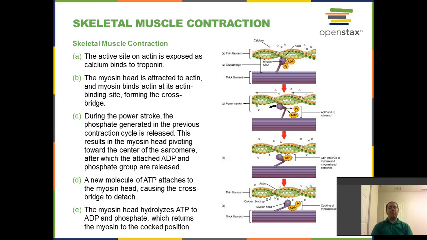When animals die, they turn stiff, right? That's because of this. If we die, we no longer breathe. If we're no longer breathing, our mitochondria stop functioning. Mitochondria stop functioning means we stop making ATP. If we stop making ATP, the muscles are going to run out of ATP.